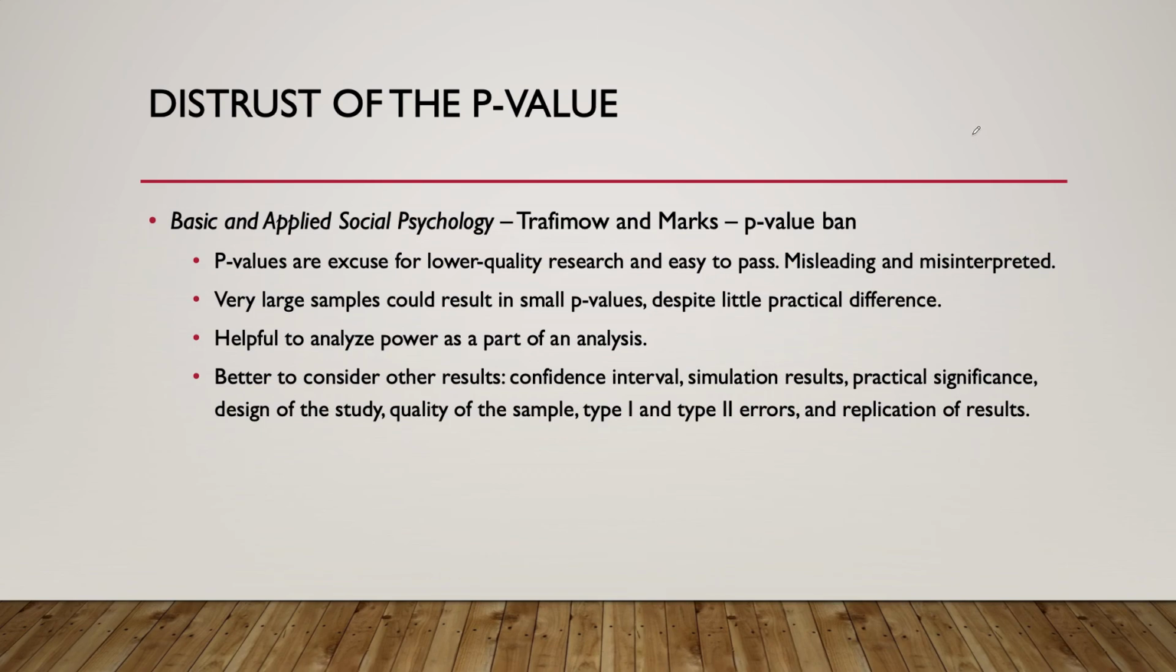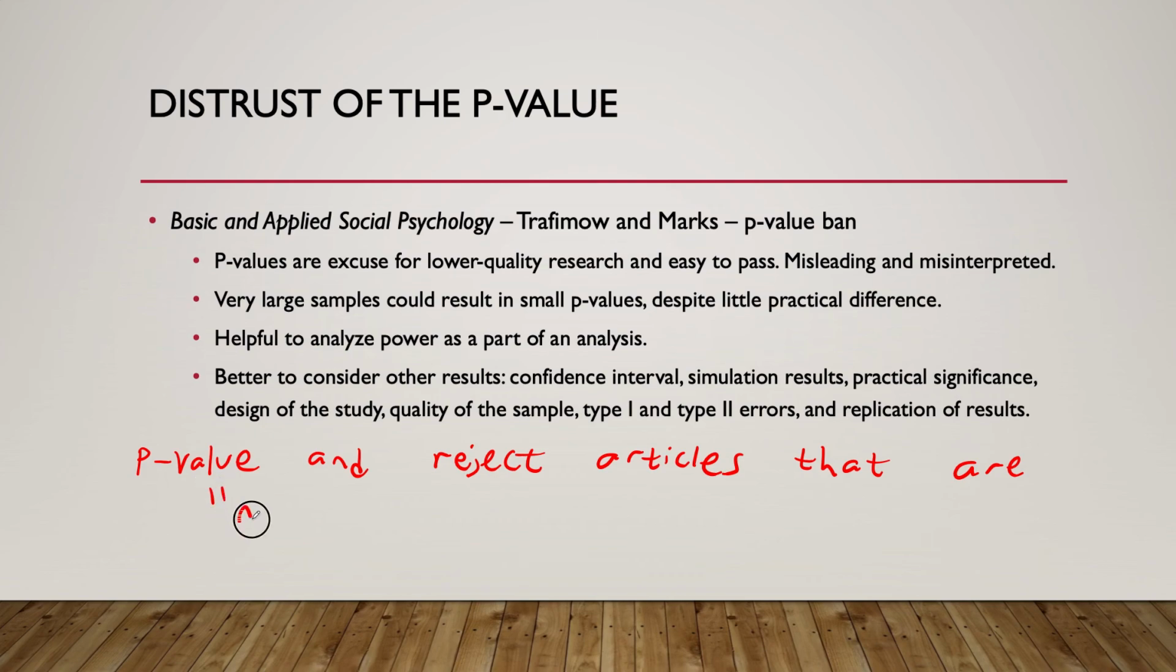But on the other hand, there are some places that specifically look at the p-value, and they reject articles that are not significant, meaning that the p-value is greater than alpha. So there are some journals that reject articles that are not significant.